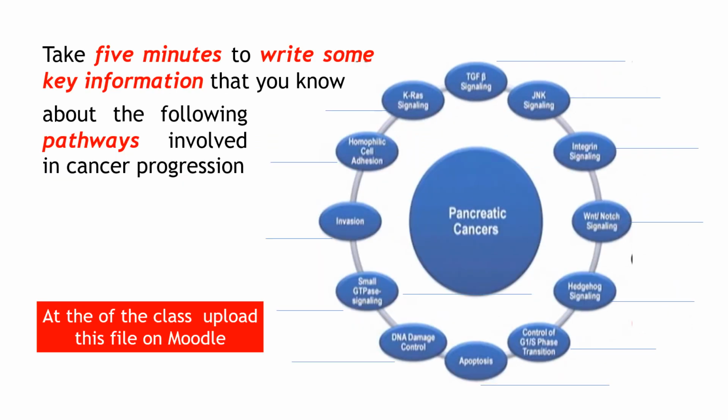Okay, so now I want you to take 5 minutes to write key information that you know about the following pathways that are involved in cancer. So, okay, what do you know about this one? The TGF beta signaling. What do you know about JNK? What about integrins? Do you remember anything? The Notch signaling, the Wnt and Notch, the Wnt pathways involved in everything. So take 5 minutes, stop the video, and try to say, okay, what information do you know about these ones? What genes are involved?